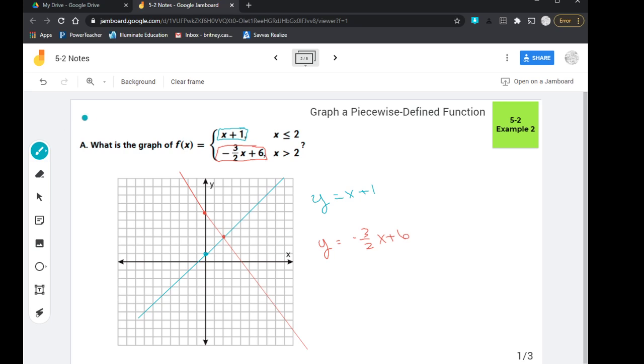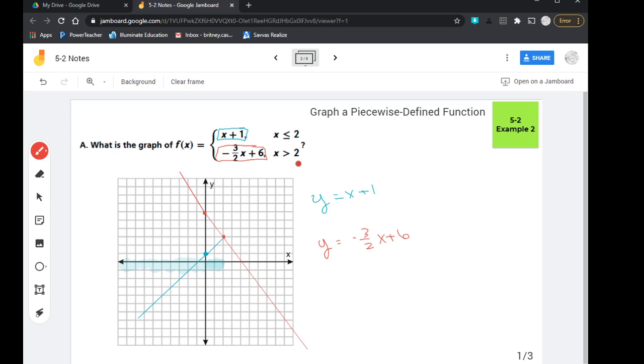Now with the blue one, it says where x is less than or equal to 2. So if I'm thinking about my x-axis, I'm thinking about everything down this way. So anything after that 2, we do not need on the graph. So all this blue stuff that goes further on is unnecessary.